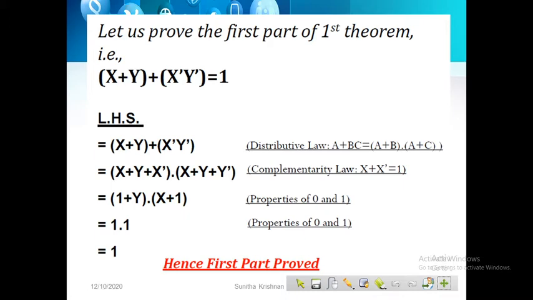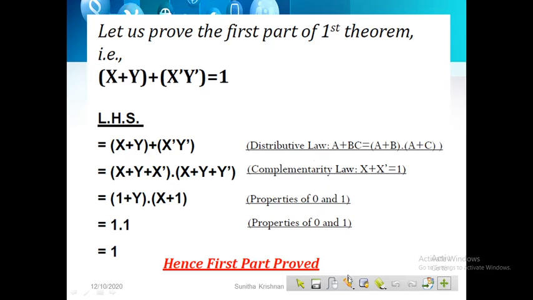We have already told you that we have the LHS here, and the LHS is again written in some other format based on the laws we have learned. We have learned the distributive law, we have learned the complementarity law, and we have learned the properties of zeros and ones. So with the help of those laws, we have already proved it. We have the RHS of the theorem as 1, and we are proving the LHS of the theorem as 1 with the help of the properties of 0 and 1, and also with the help of the distributive laws.